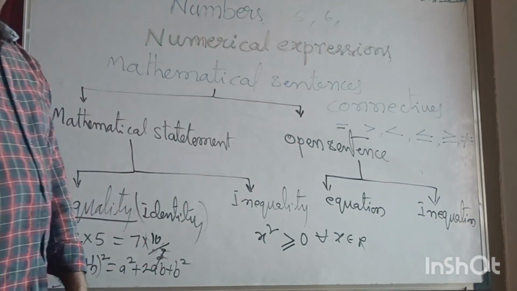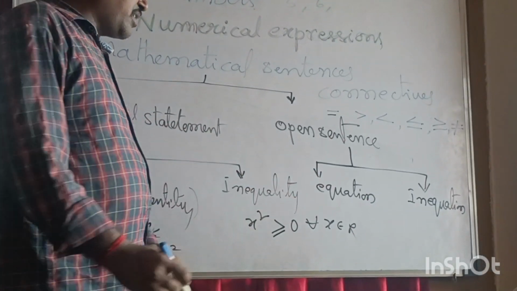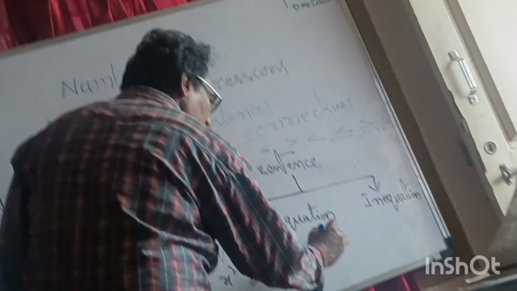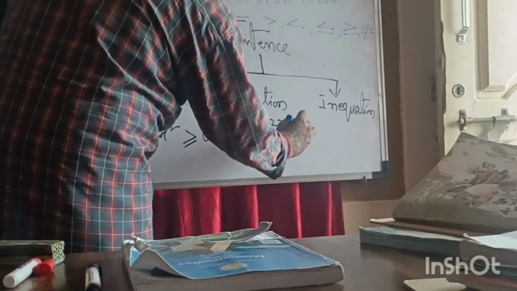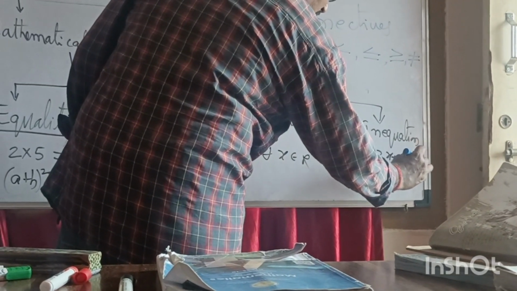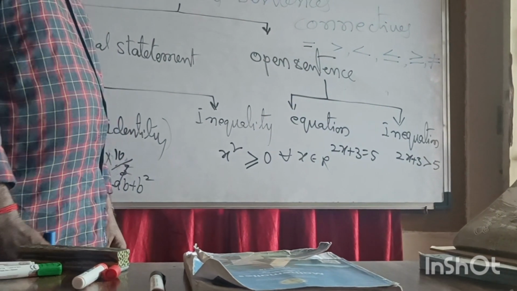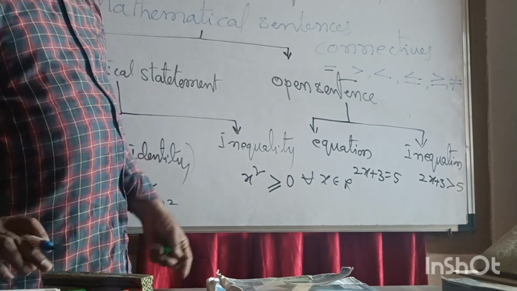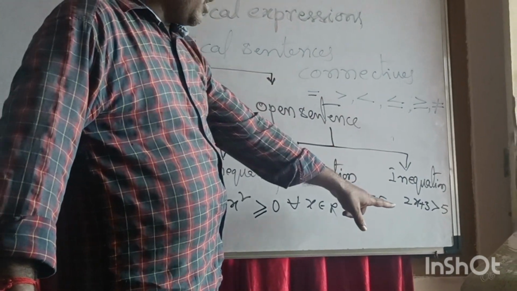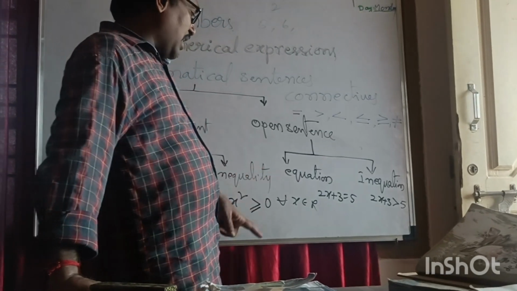Equation and inequation. In equations, we have, for example, 2x plus 3 is equal to 5. Inequation means what? 2x plus 3 is greater than 5, or less than 5, or not equal to 5, or greater than or equal to, less than or equal to. Those are all inequations. Here, this is the equation.